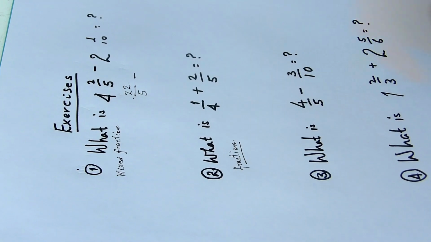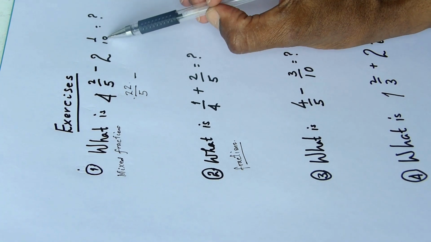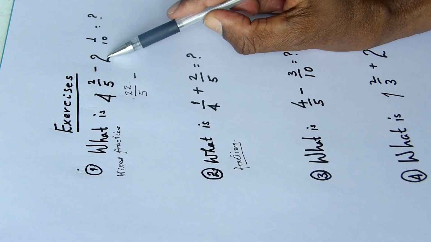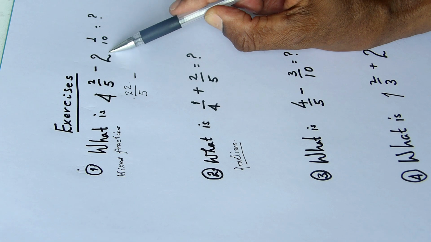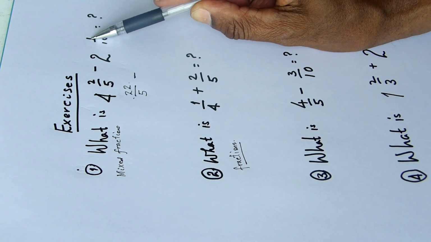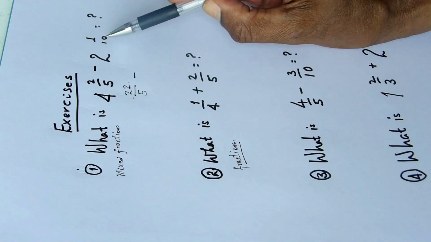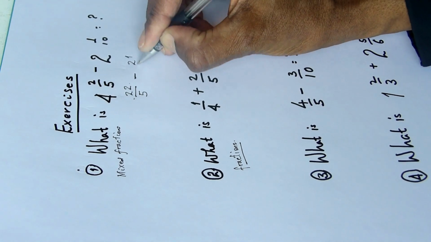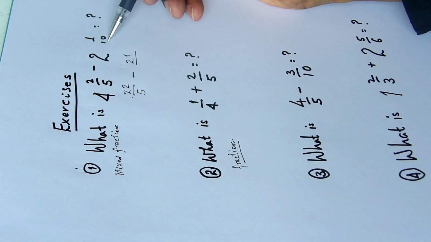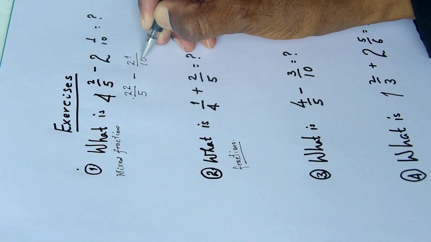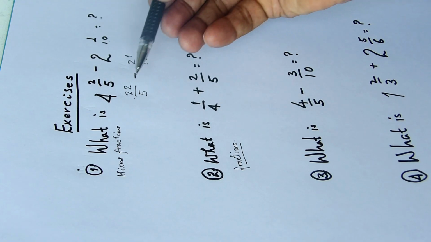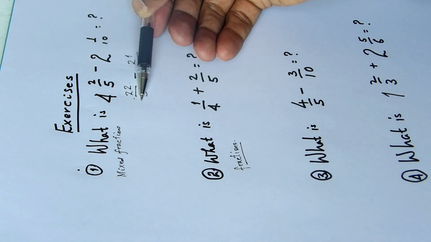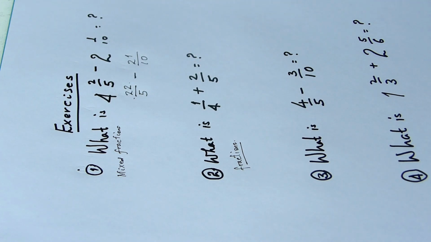Minus, very nice. Again, the same step, the same way. We need to multiply 2 by 10 and then add this one. 2 times 10 is 20 plus 1 is 21, over the denominator, which is 10. Then this mixed fraction has been changed into a fraction.